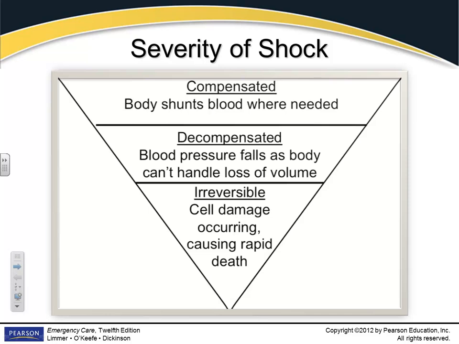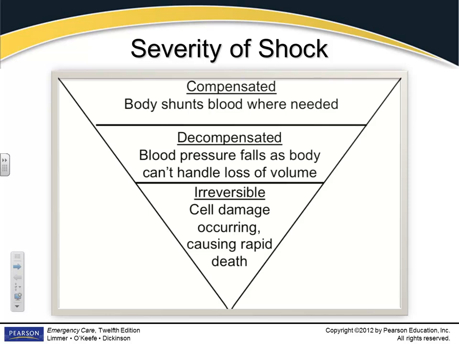So with compensated, your vital signs may be a little bit out of whack because your body's working to keep your blood pressure up. So your blood pressure is still good. Your pulse may be a little high, your respiratory rate may be a little high, but it's keeping your blood pressure up and it's keeping your brain perfused. You haven't lost your mental status.